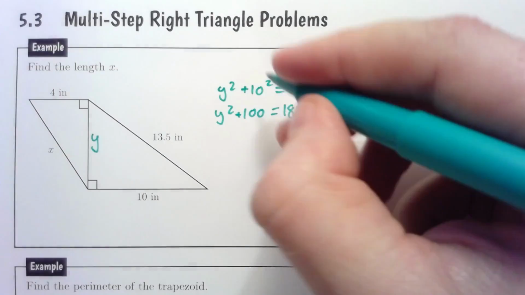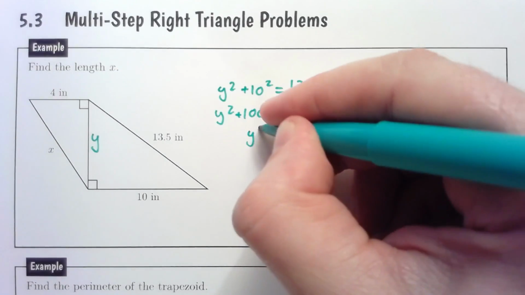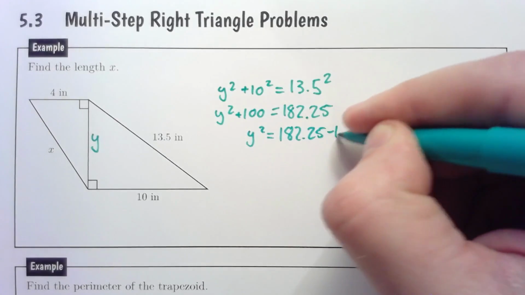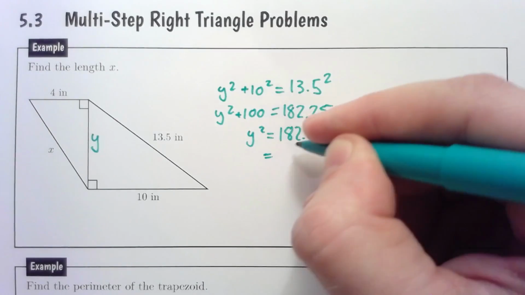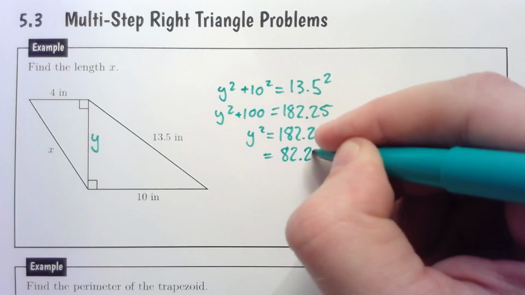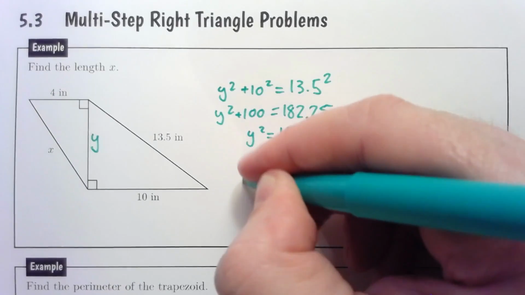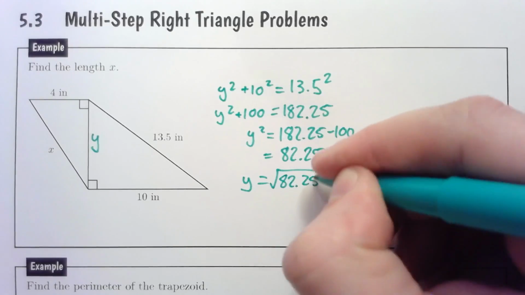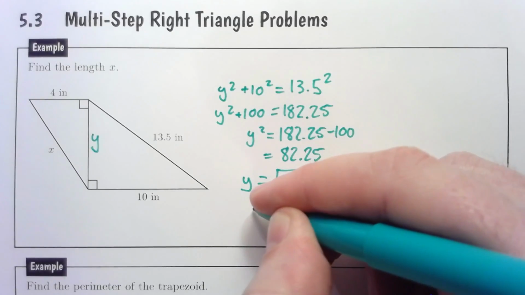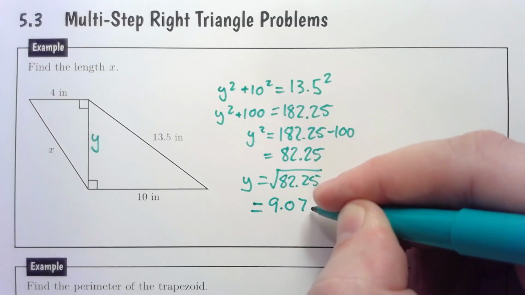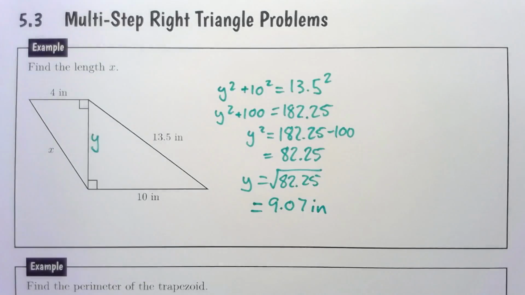Subtract 100 from both sides, and y squared is 182.25 take away 100, which is 82.25. That means y is the square root of that number, which is approximately 9.07 inches.